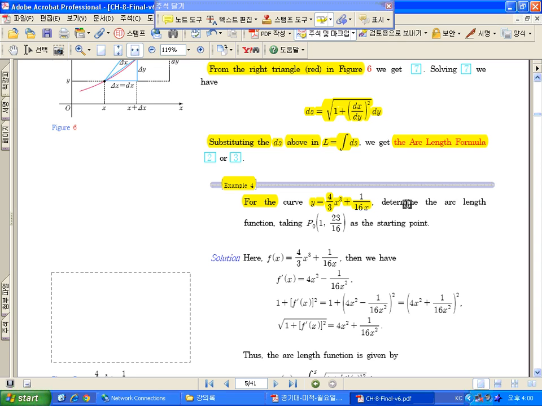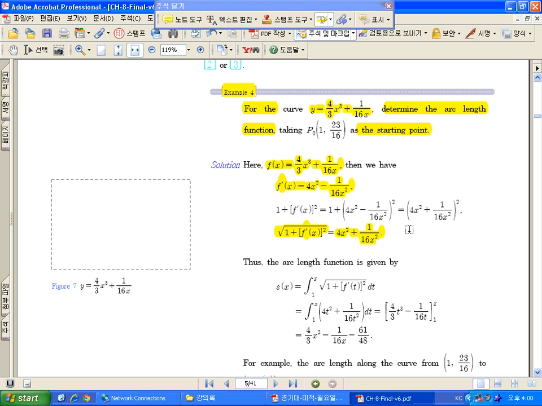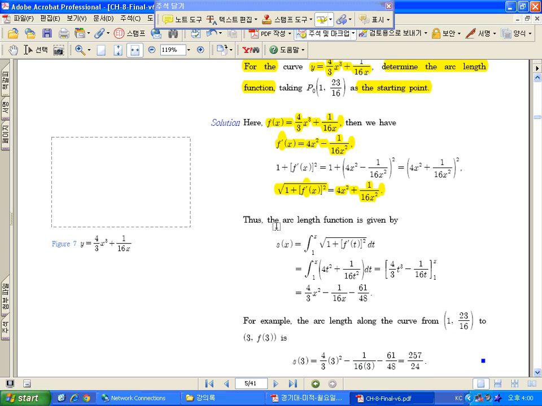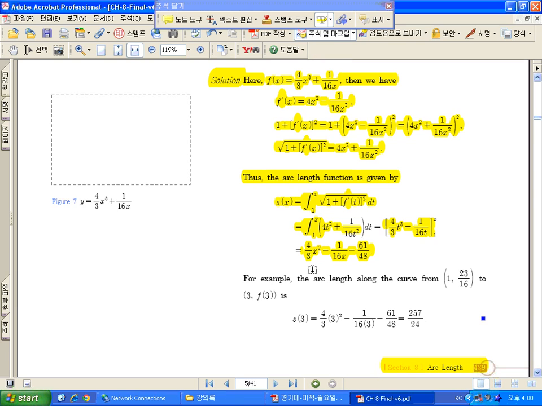Example 4 says: for the curve y equals 4/3 times x cubed plus 1 over 16x, determine the arc length function taking P naught as (1, 23/16) as the starting point. So this is a graph of this function. Since f of x is this, and f prime of x is like this, the square root of 1 plus f prime of x squared can be written in this way by simple computation. Then the arc length function s of x is a simple integration from 1 to x, which gives us this function.